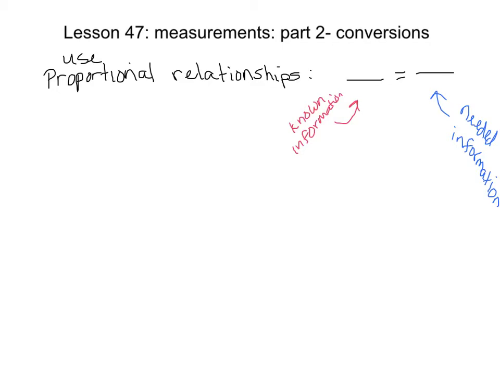And just like before, whatever label is on the top floor stays on the top floor, and whatever label is on the bottom floor stays on the bottom floor. And as long as you keep your labels correct, then you will find the answer you're missing. So let me show you how it works.